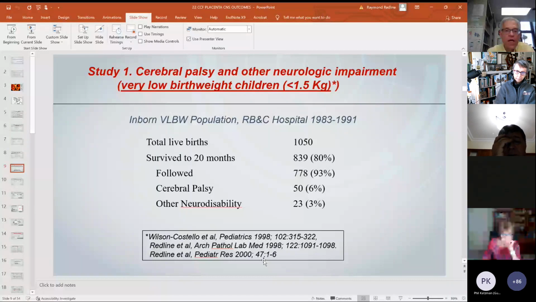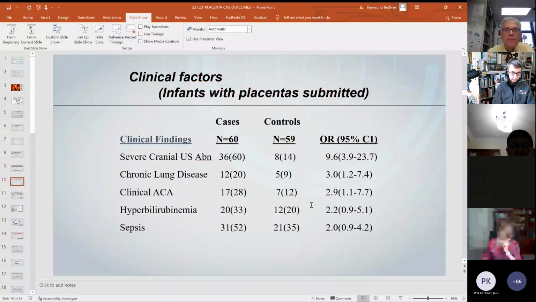So it's basically the inborn very low birth weight population, total live births over 1,000, 80% survived to 20 months, at which time they were tested, with a 93% follow-up rate. 6% had cerebral palsy, and 3% had other fixed motor disorders related to cerebral palsy. And these are some of the clinical findings that were associated with neurologic impairment in these cases.